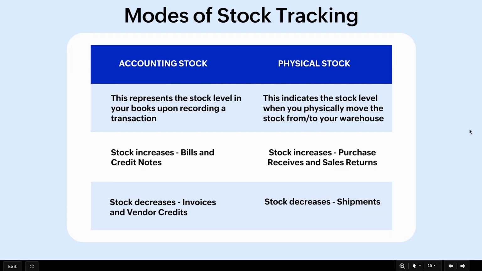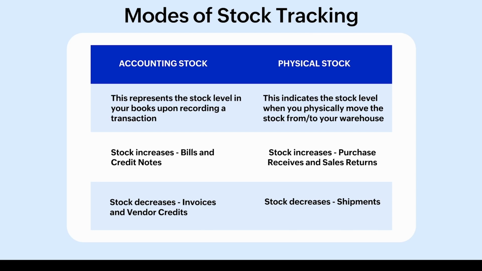There are two modes of stock tracking in Zoho Books: accounting stock and physical stock. Accounting stock represents the stock level upon recording a transaction. The accounting stock increases when you record bills and decreases when you create invoices. However, physical stock is affected when you physically move the stock or items from or to your warehouse. It increases when you record purchase receipts and decreases when you create shipments.